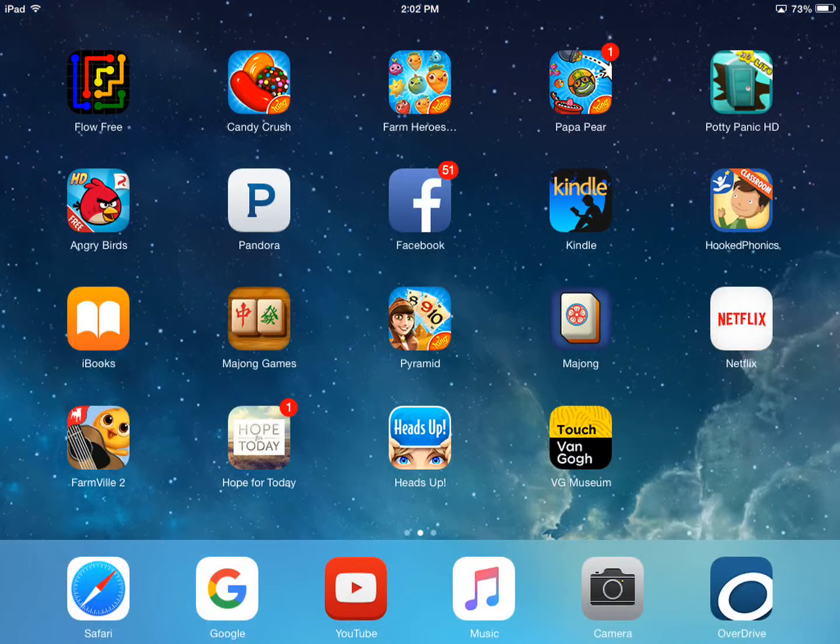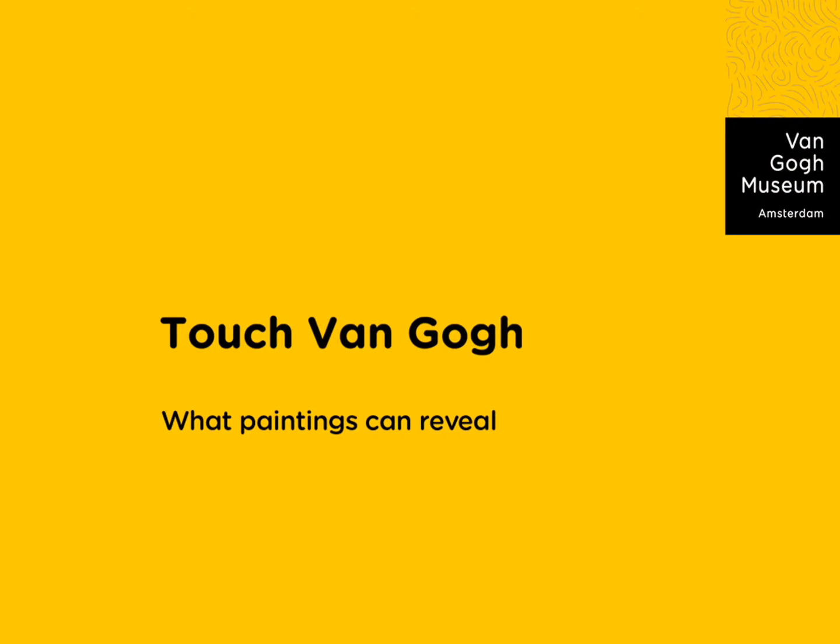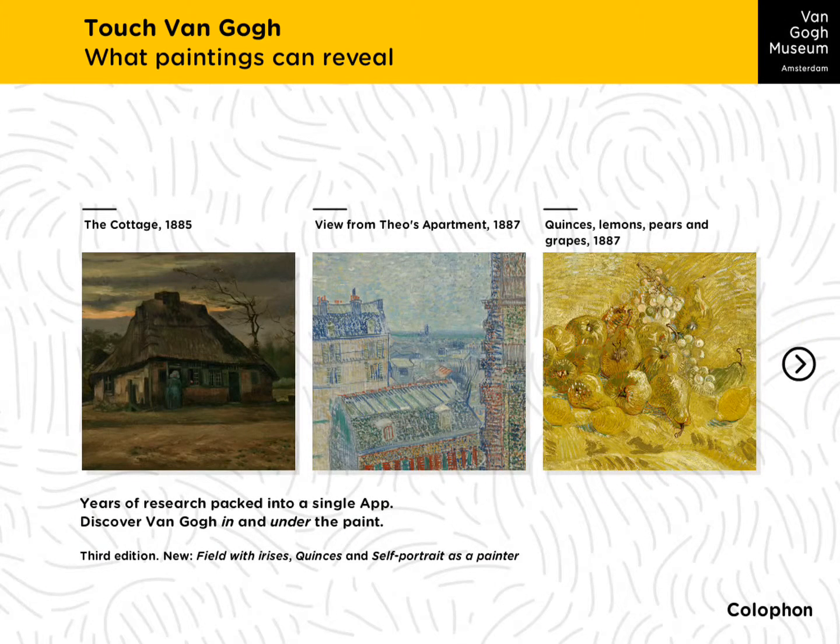Hello teachers, today we're going to take a look at the Touch Van Gogh app, What Paintings Can Reveal. It's sponsored by the Van Gogh Museum in Amsterdam. This would be a great app for students to explore on their own or to do research on Van Gogh.